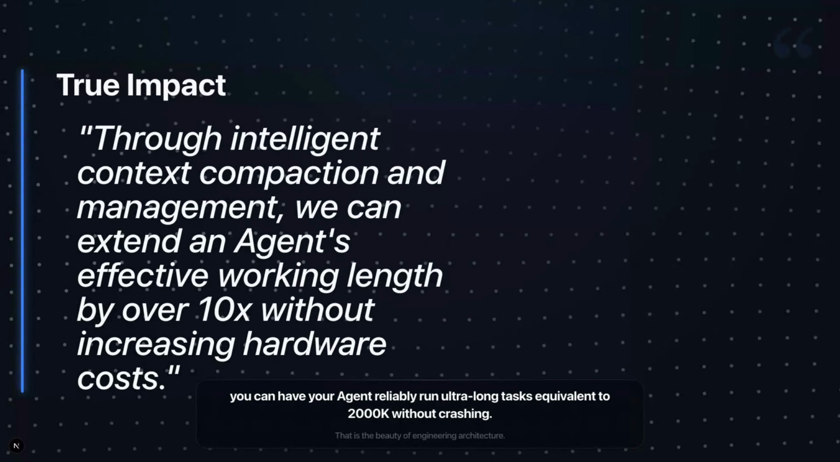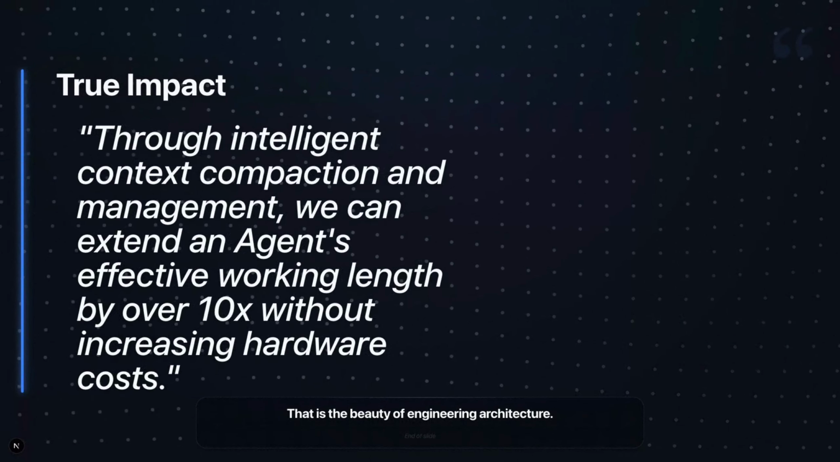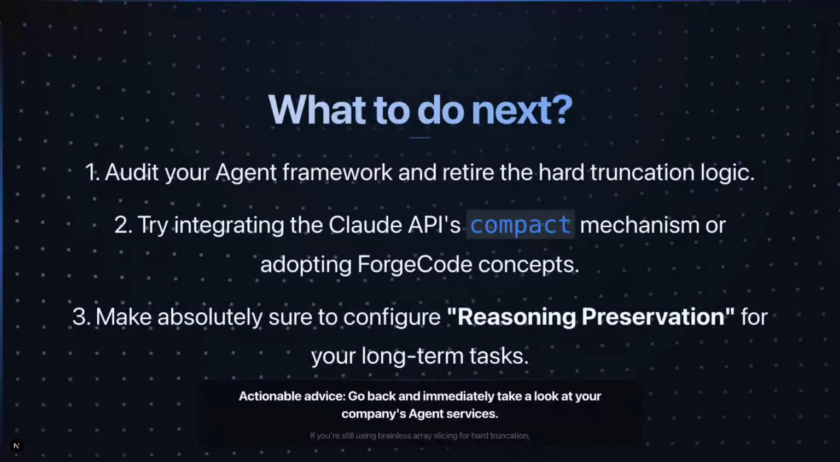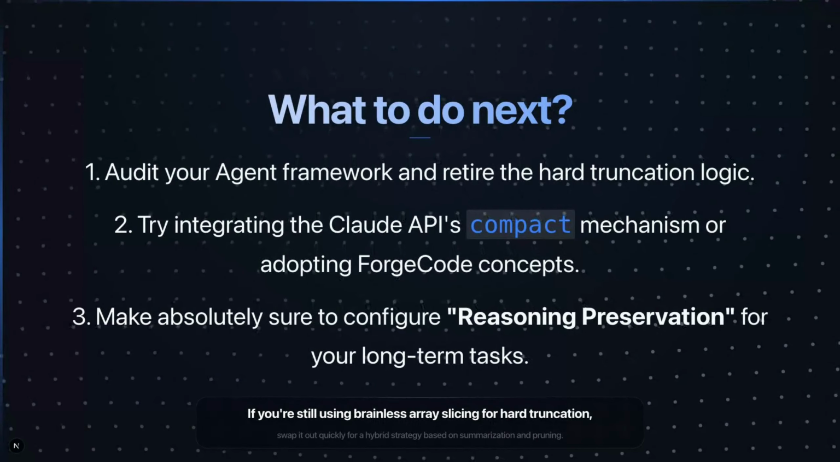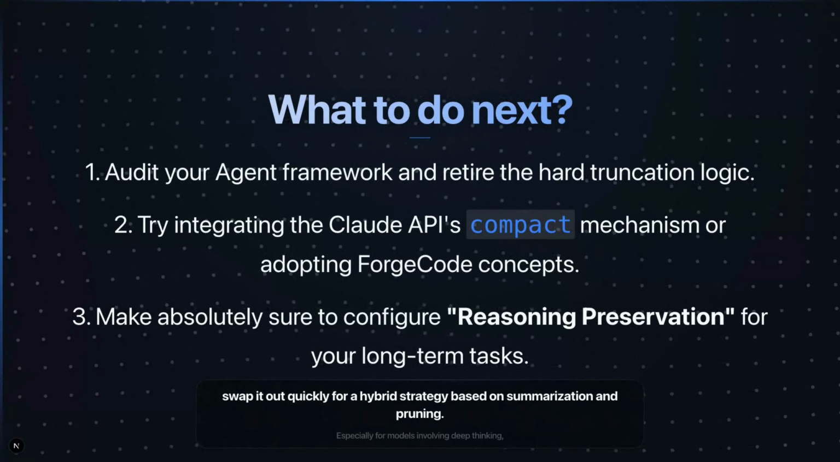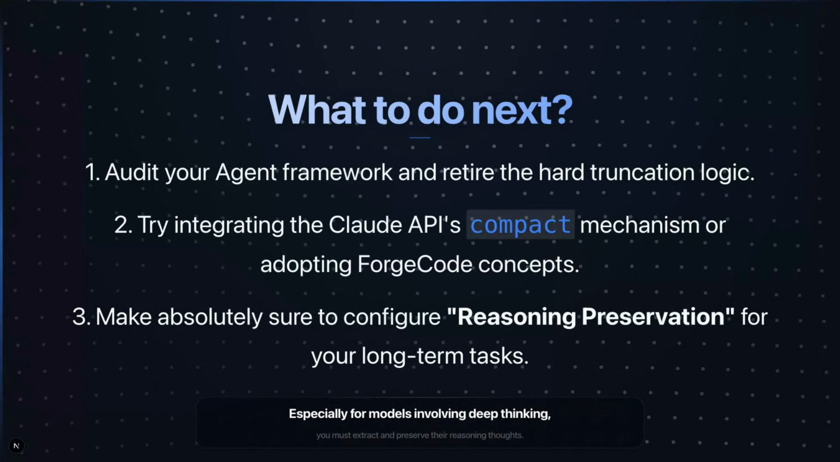Actionable advice. Go back and immediately take a look at your company's agent services. If you're still using brainless array slicing for hard truncation, swap it out quickly for a hybrid strategy based on summarization and pruning. Especially for models involving deep thinking, you must extract and preserve their reasoning thoughts.